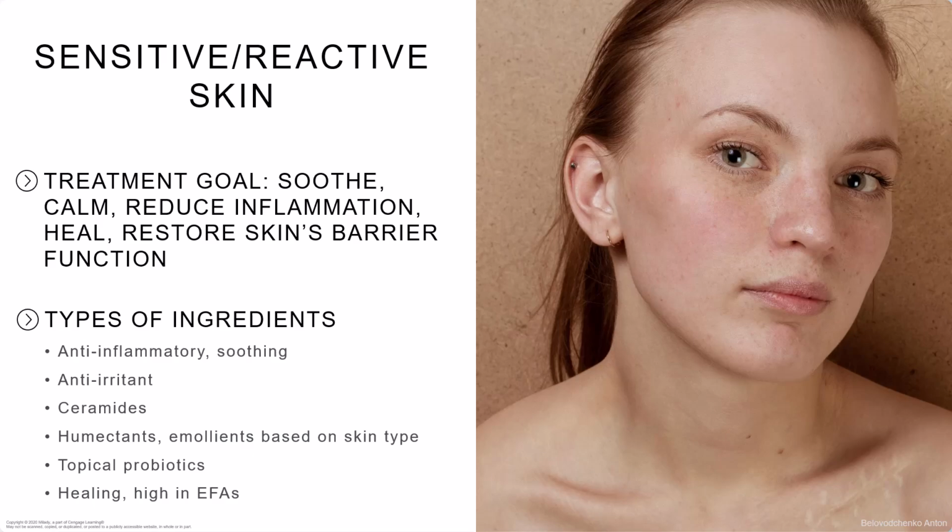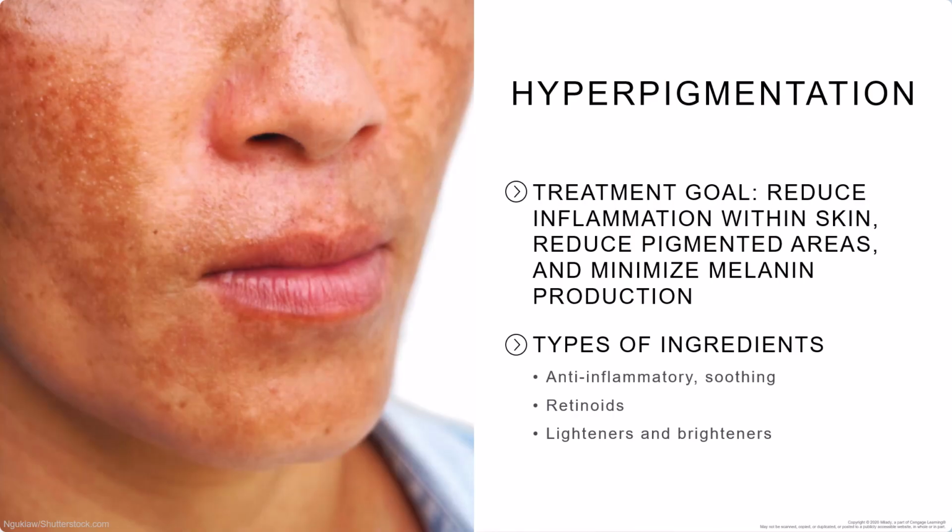Our goal for hyperpigmentation is to use products with a blend of ingredients that will reduce the heat and inflammation within the skin, accompanied by lighteners and brighteners to reduce pigmented areas and minimize melanin production. Also, daily use of a broad spectrum sunscreen, ideally SPF 30 or higher, is recommended to further prevent any darkening of pigmented areas. So for types of ingredients for hyperpigmentation, we would want anti-inflammatory and soothing ingredients, retinoids, and lighteners and brighteners.